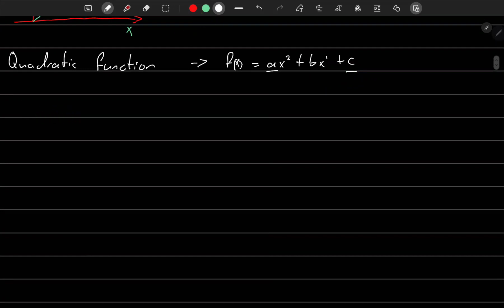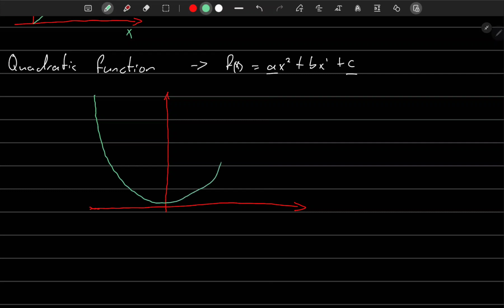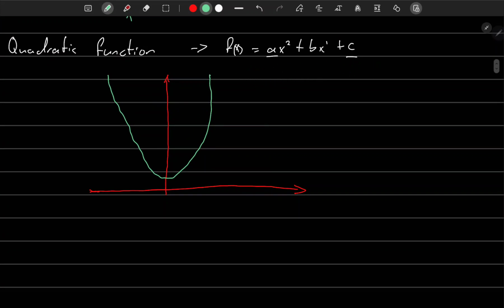And on the Cartesian plane, let me draw it in the middle, our graph has the shape of a parabola, like this. So this is the shape of a quadratic function, or whichever way it opens. It's sort of a U-shaped function. So this is a quadratic function, and this is the general equation for it.